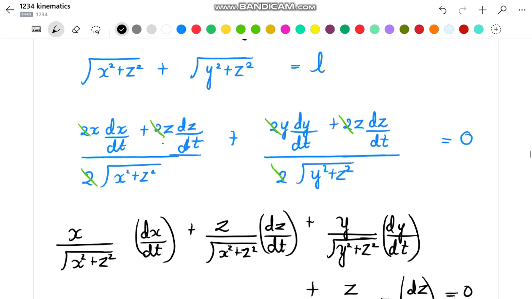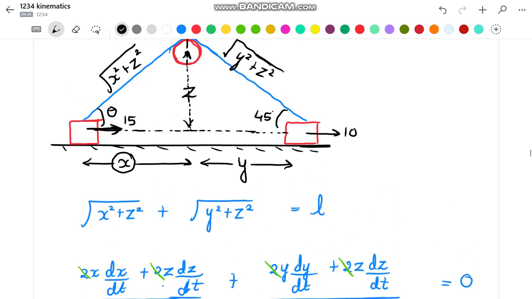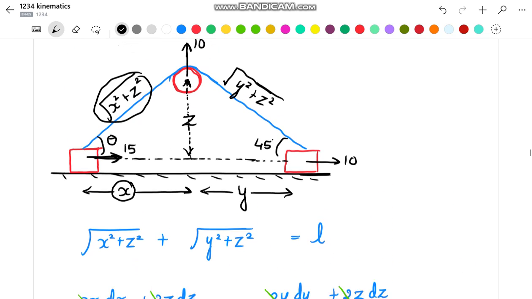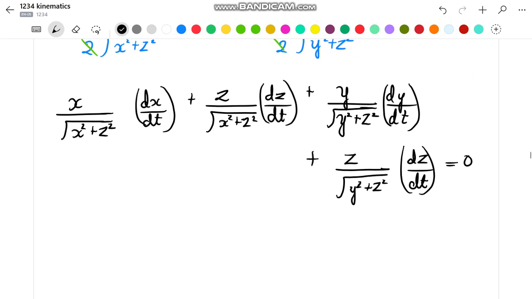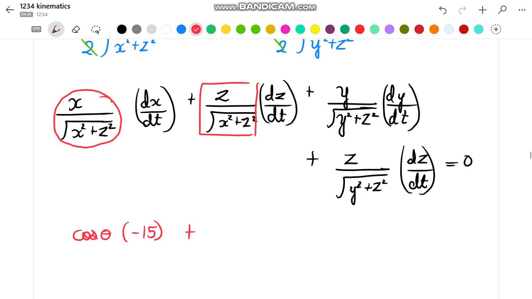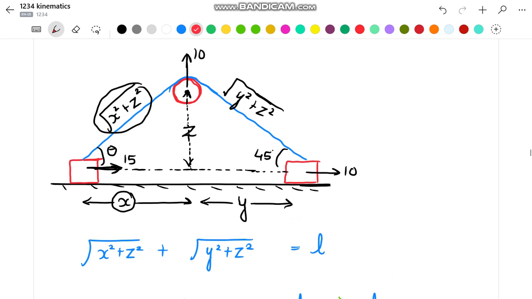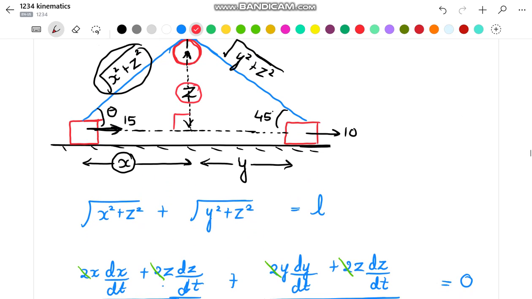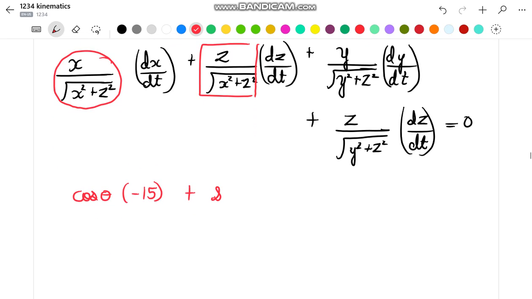Now it is very clear from this diagram that the value of x upon root of x square plus z square will be equal to cos theta. So instead of this particular value, I can substitute cos theta. The value of dx by dt in the problem is minus 15. Similarly, this value over here represents sine theta. For this right angle triangle, the value of z upon root of x square plus z square represents sine theta. The value of dz by dt is equal to plus 10 since z is increasing.